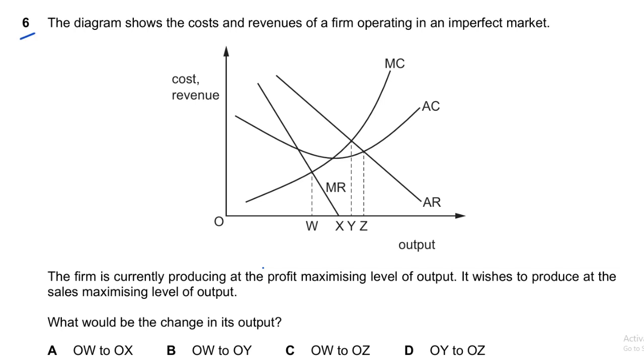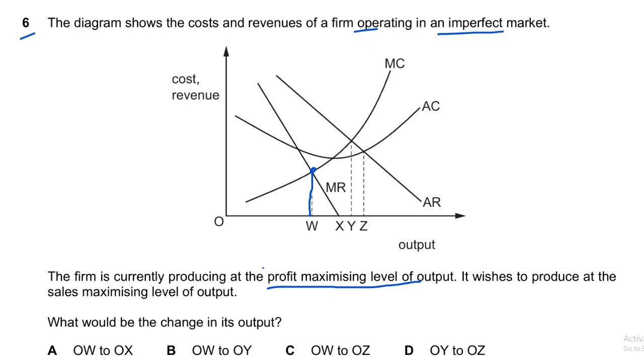Moving to question number 6. The diagram shows the cost and revenue curves of a firm operating in an imperfect market, right? So these are different costs. You can stop the video and look into the question carefully. The firm is currently producing at the profit maximizing level of output. It means it would be at this point, W. So OW will be the initial output.